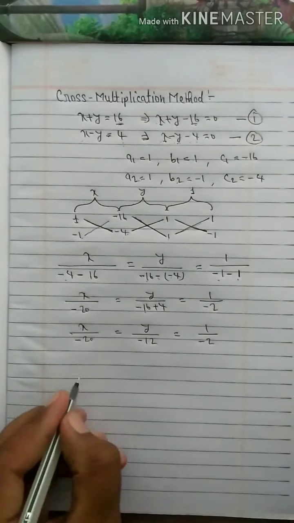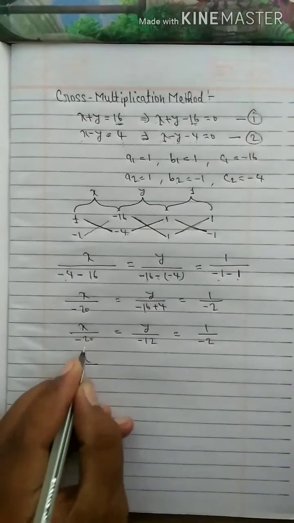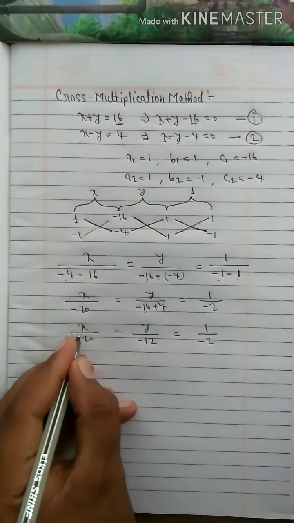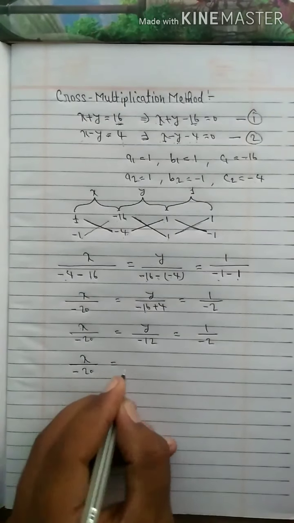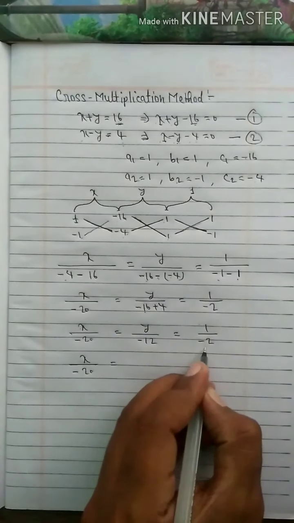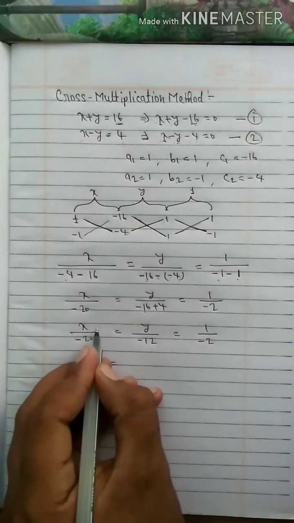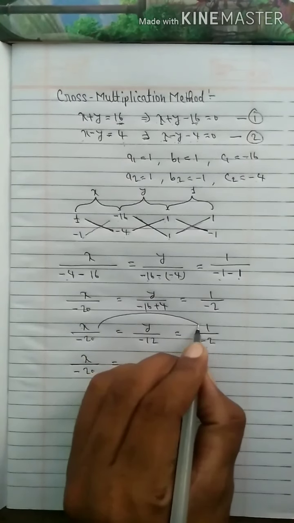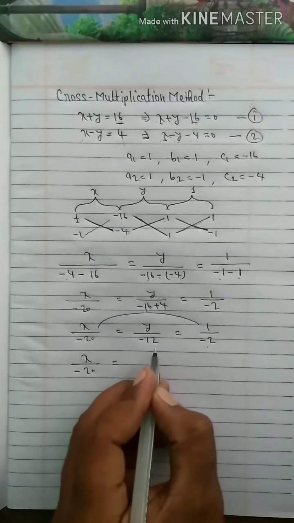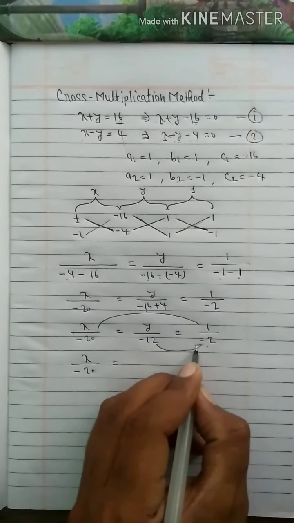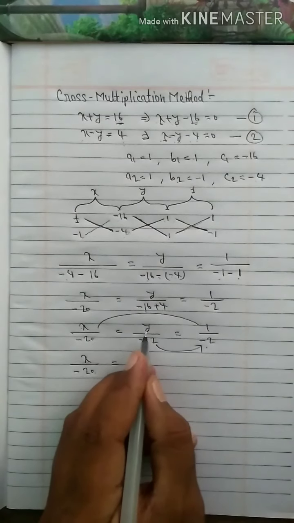And now here we will take the value of x. Here we will take x upon minus 20 equal to 1 upon minus 2. यानी स्टूडेंट्स एक बार हमें x की वैल्यू 1 upon minus 2 के बराबर लेना है, यहाँ से x की वैल्यू निकलेगी, and then after we will take this equal to this, then we will find the value of y.